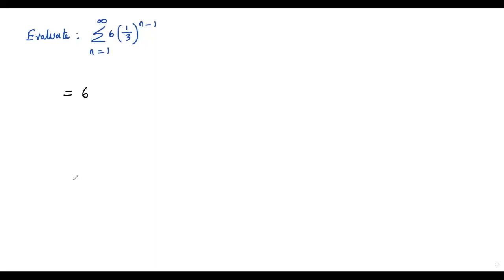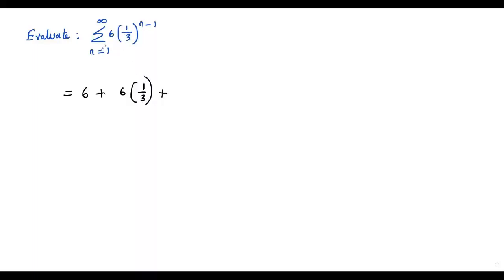Now to get the second term, I plug in n equals 2 into the nth term. 2 minus 1 is just 1, so it's 6 times 1 over 3 to the power 1. When the exponent is 1, you don't have to write it. Since we have summation, we have to add all the terms we get when we plug in n equals 1, 2, 3, 4 into the nth term.